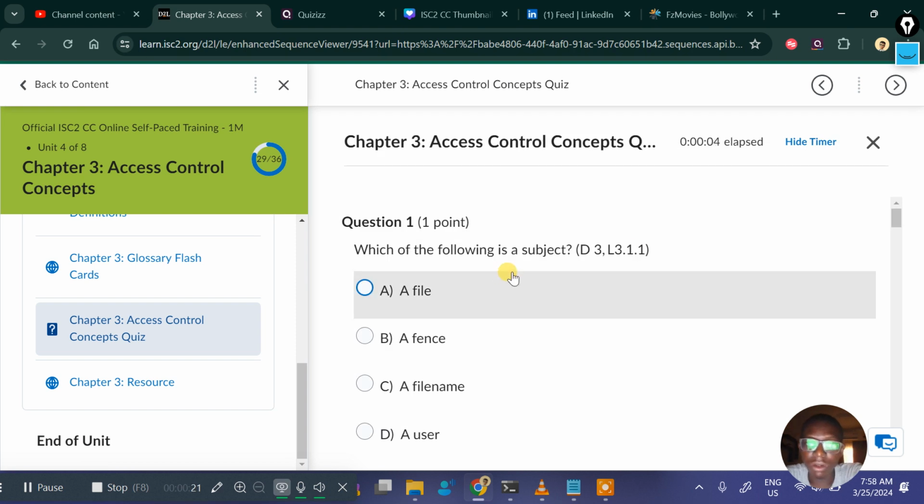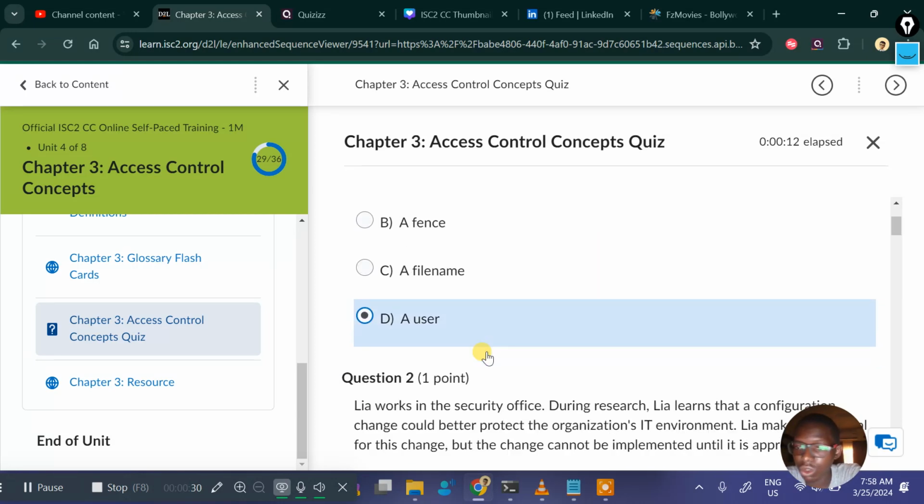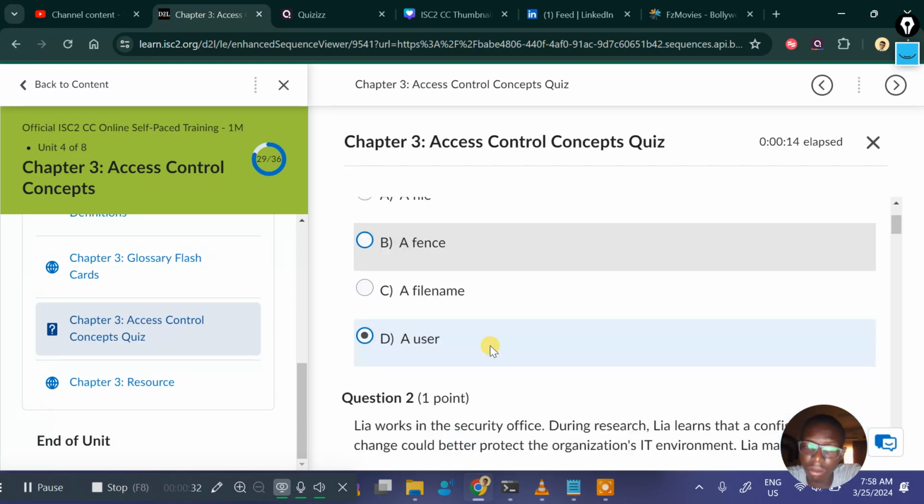Where are we? Okay, which of the following is a subject, right? Remember from what we said, the subject is the person requesting the information. Most times it's usually the user, and the object might be a file.